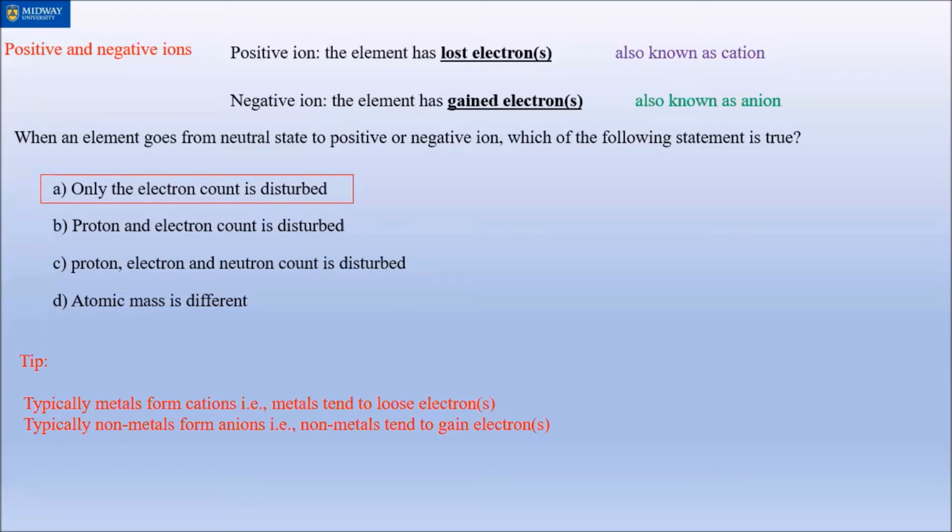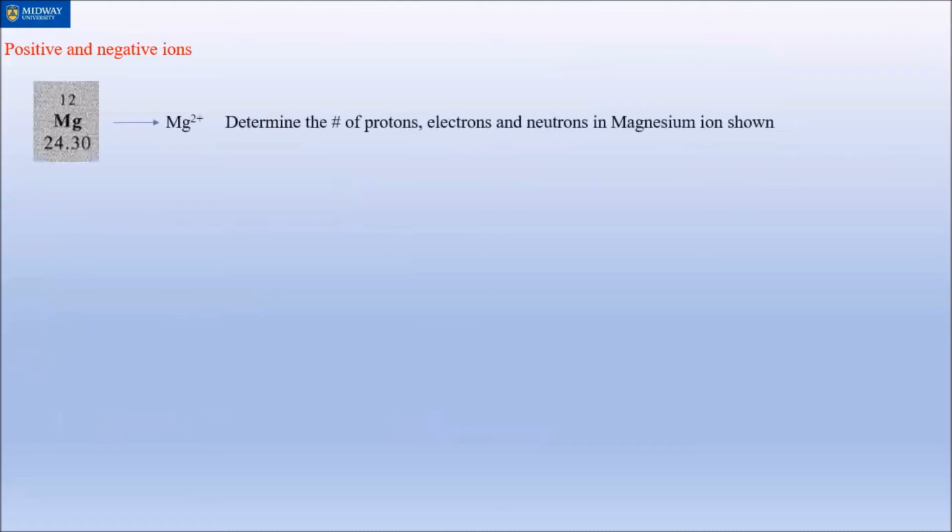All right. With that said, let's wrap this video up with actually learning how to find the electron, proton, or neutron count. So here we have magnesium, as let's say, it's gone from a neutral state to Mg2+. This is what I will give you. You have to get this information from the periodic table. I give you: determine the number of protons, electrons, neutrons in magnesium.